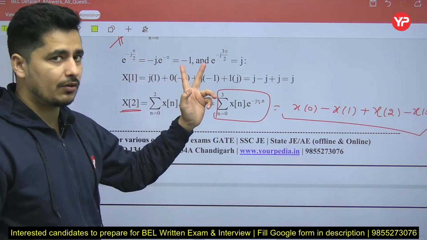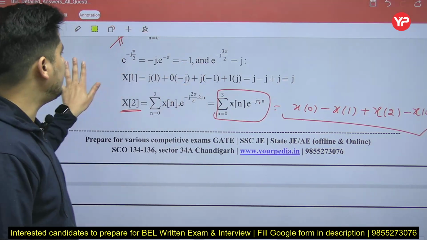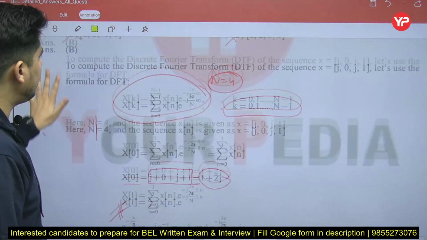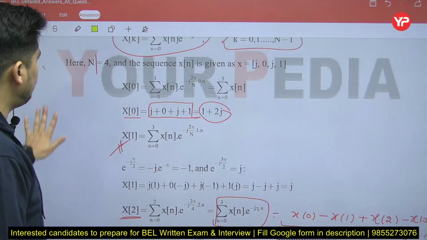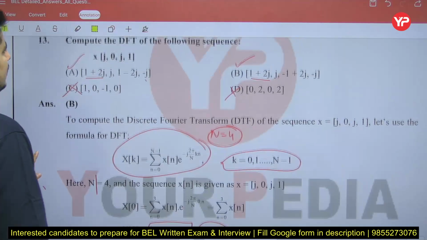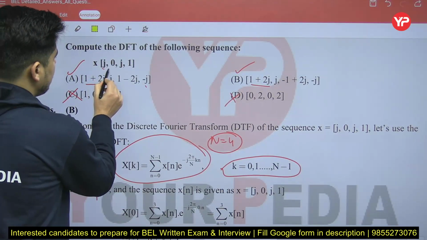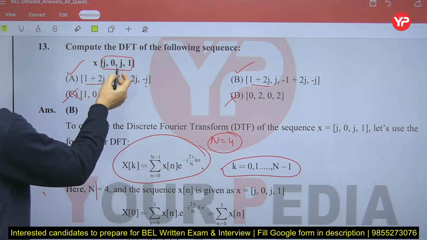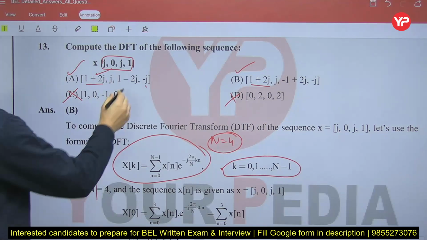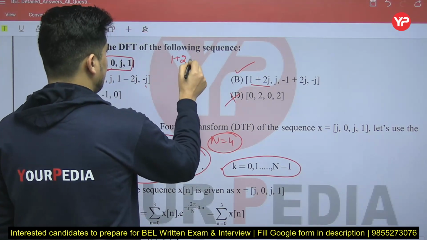You have to calculate only X of 0. X of 0 is always in your DFT. Remember this: X of 0 is always the sum of the given values. So I got the sum of these two values as 1 plus 2j.